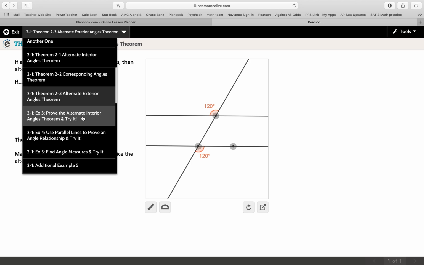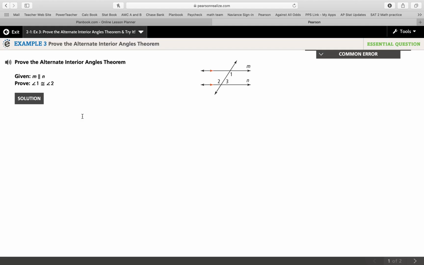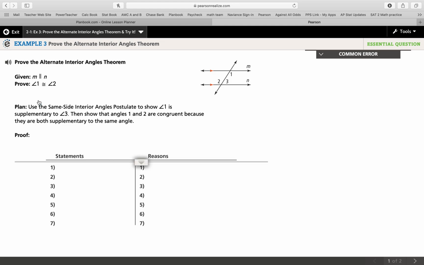Let's talk about how we can prove some of these theorems. Our theorems are ideas that have been proven true. It says to prove the alternate interior angles theorem. If lines M and N are parallel, we have to prove that the alternate interior angles are congruent. We can't use the alternate interior angles theorem, so we have to find a different way to show that angle 1 and angle 2 are congruent, because we're trying to prove that the alternate interior angles theorem is true.